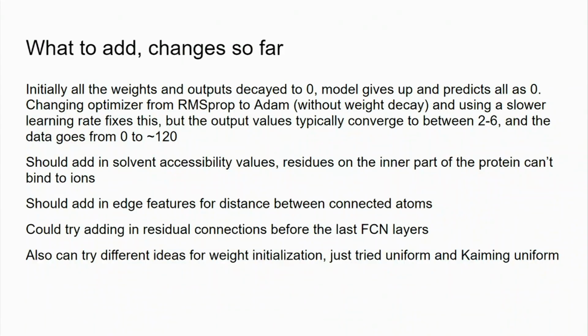Something we're thinking of adding is the solvent accessibility values to make it easier for the model to learn, because the residues on the interior of the protein can't bind to the ions, and that could fix some things initially. And then maybe using edge features for distances between atoms, maybe even saying if they're covalently bonded, and then trying residual connections or different weight initializations.